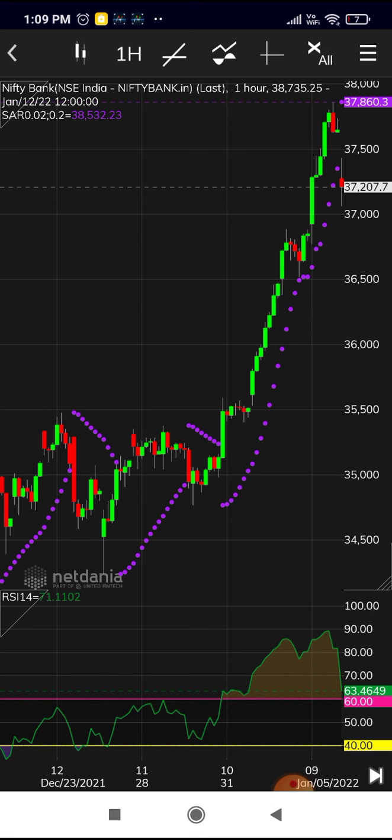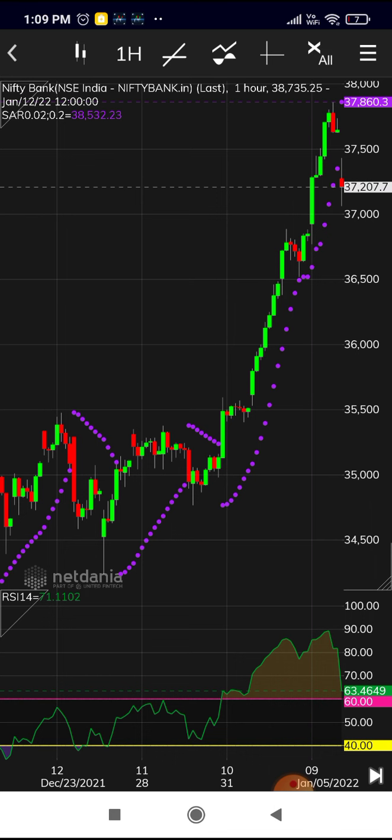So our entry was somewhere around 35,500, and the exit is at 37,200. In this case you would have got a profit of around 1,700 points. Now what is the situation of RSI? RSI is still above 60, but the dot is above the candle, so we cannot enter. We have to wait.